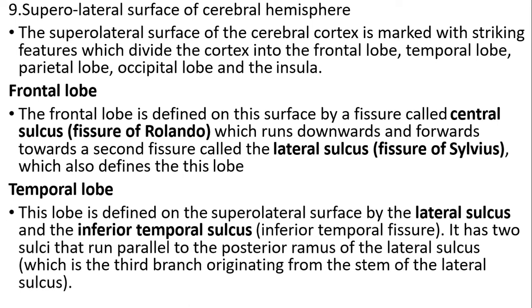Temporal lobe. This lobe is defined on the supralateral surface by the lateral sulcus and the inferior temporal sulcus. It has two sulci that run parallel to the posterior ramus of the lateral sulcus, which is the third branch originating from the stem of the lateral sulcus.